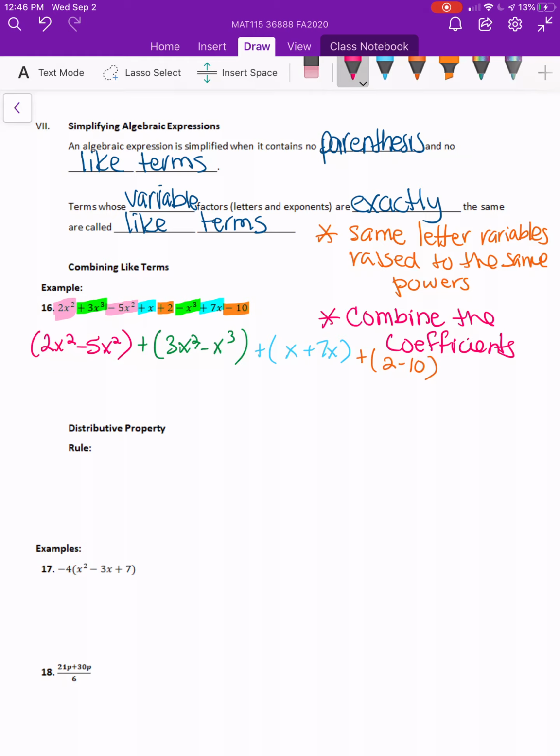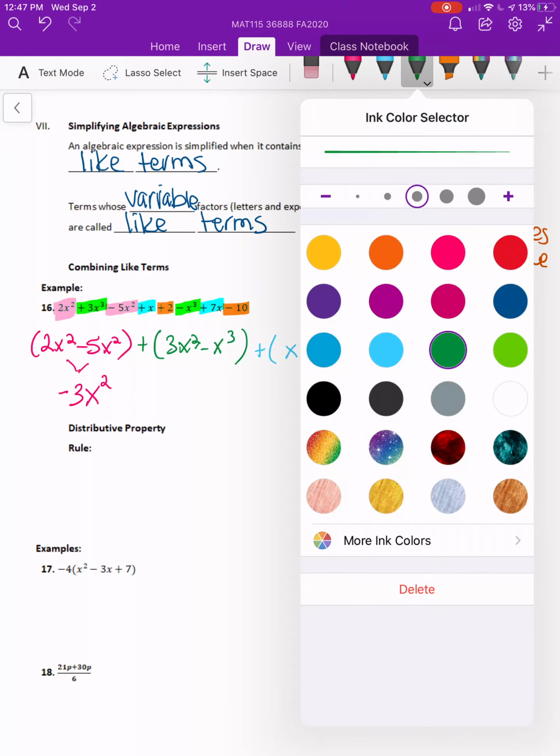But when we combine the like terms, so for example, the 2x squared minus 5x squared, we're just going to combine the coefficient. So think about 2 minus 5. So 2 minus 5 is going to give us negative 3. So this term becomes negative 3x squared. Notice that we don't change the x squared. It stays x squared the whole time. Okay, so we're only combining the coefficients. So let's combine the next coefficient.